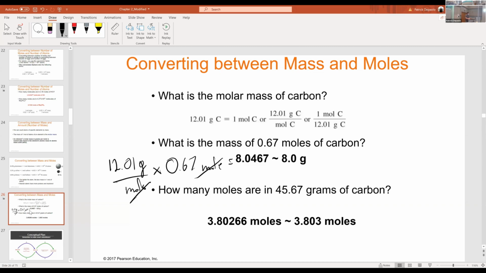Okay, so how many moles are in 45.67 grams? We'll write down our measured number, 45.67 grams of carbon. If we know that 1 mole is 12.01 grams of carbon, our grams will cancel out, and we get 45.67 divided by 12.01, which is 3.803 moles with proper sig figs.